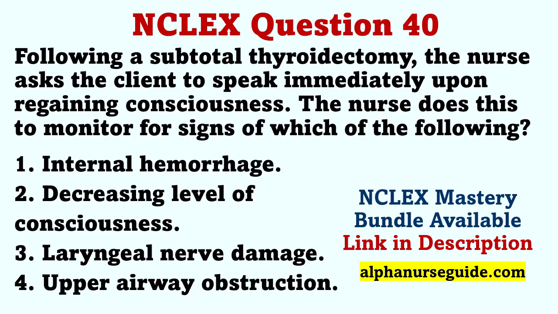Internal hemorrhage is detected by changes in vital signs. The client's level of consciousness can be partially assessed by asking her to speak, but that is not the primary reason for doing so in this situation. Upper airway obstruction is detected by color and respiratory rate and pattern.